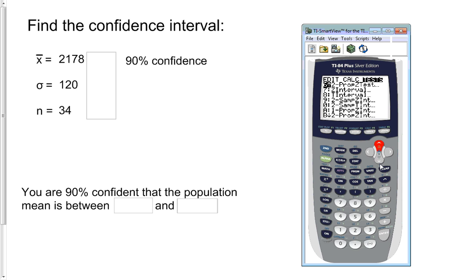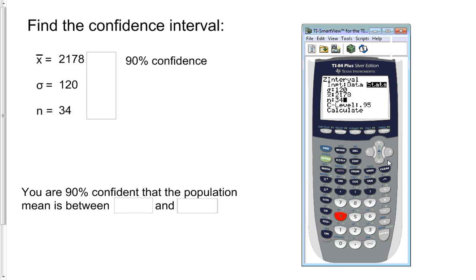7 is Z-Interval, and Z, thinking of our z-scores, is referring to the standard normal curve. And so we're going to use Z-Interval, and our input, we're going to use Stats, because we're given some numbers. We're given x bar, we're given sigma, and we're given n. And so if we select Stats, our sigma is 120. Our x bar is 2178. And our sample size n is 34.